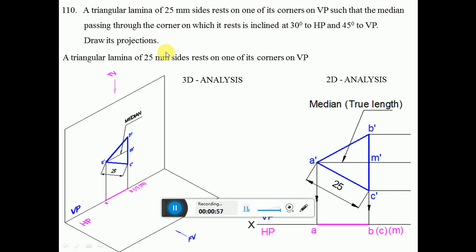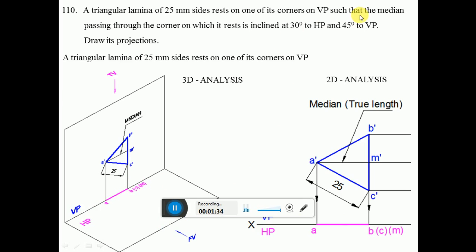Now he says one of its corners on VP. So here this is the three-dimensional analysis. In the 2D you can see all the corners on VP. When you look from the top view, you get it perpendicular to HP, so you are getting a line here. Obviously since it is on VP, all the corners are on the XY line here. If you look in 3D also, you are going to have better clarity. So it is on the XY line.